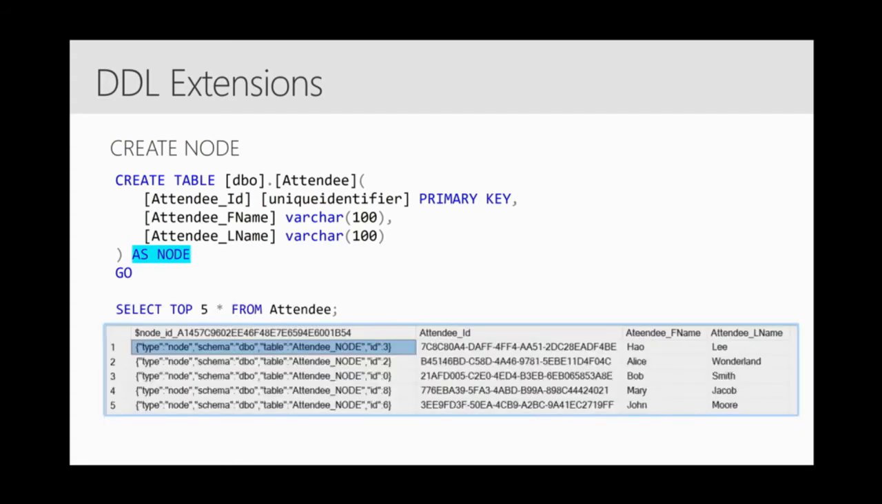And select top 5 from attendee. Why not? So you have the node column, so that's a computed column, comes out in JSON format so that each of the entities has the type is a node, schema is DBO, table is attendee node, and the node ID is 3. Attendee ID was a unique identifier, so you've got that GUID there, attendee first name, and attendee last name. So this is what it looks like if you just look at the raw node and edge tables. And you could do whatever queries you wanted within pure T-SQL without leveraging the graph capabilities by just joining attendees, IDs, and looking for names. That all works. But we give you a richer set of semantics that you can leverage.